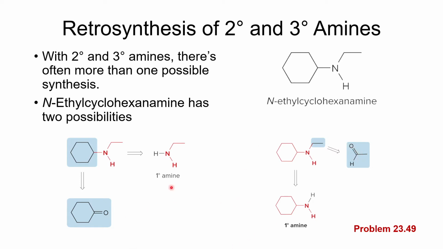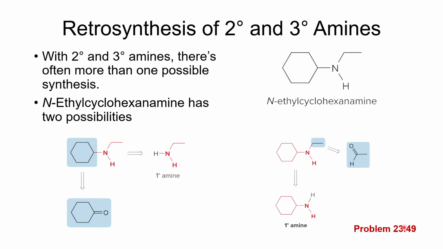Now, sometimes we're going to find that one of these pathways may be easier to do. You may look up and see what ingredients you have in your lab, and you may have one of these carbonyls but not the other. You may have one of these amines and not the other. So that's something to keep in mind when you are preparing a synthesis, is what is available either in your lab or that you could potentially order.